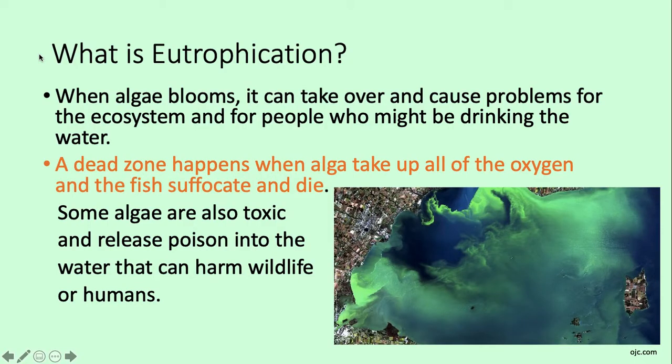When algae blooms, it can take over and cause problems for the ecosystem and for people who might be drinking the water. Sometimes there's something called a dead zone. A dead zone happens when algae take up all of the oxygen and the fish suffocate and die. Some algae are also toxic and release poison into the water that can harm wildlife or humans.